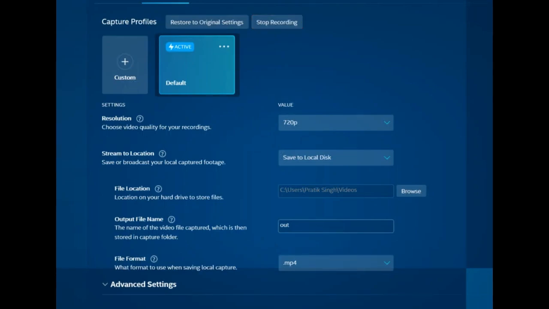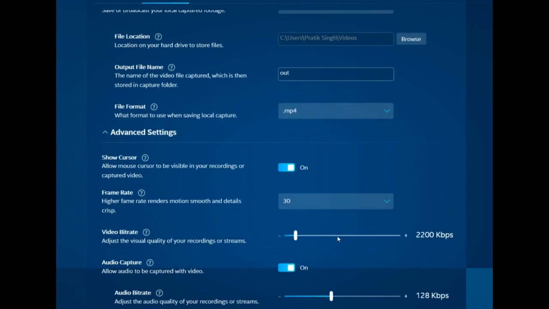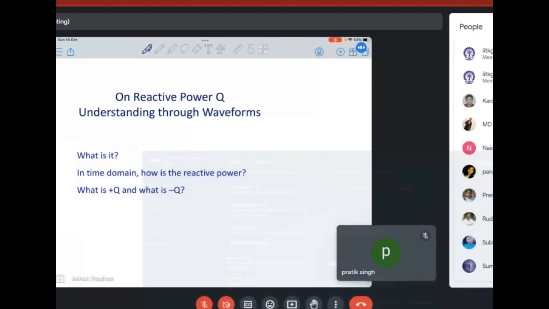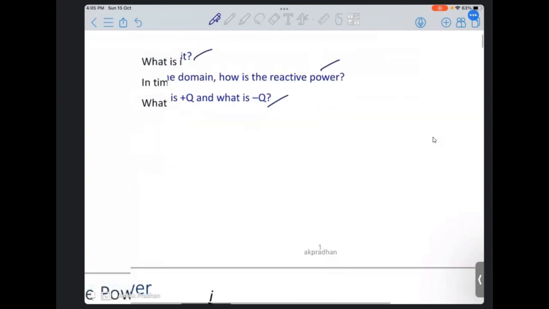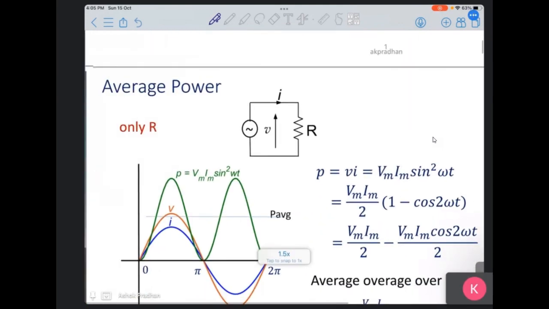A time domain perspective will help us understand what is happening in the L or C or the RL combination or RC combination. So we'll try to see what the target is, and then in time domain, how the reactive power, that is the objective, behaves, not in the phasor domain in general. And then we'll try to answer how the plus Q, minus Q happens to be there. So that's the general agenda of this.